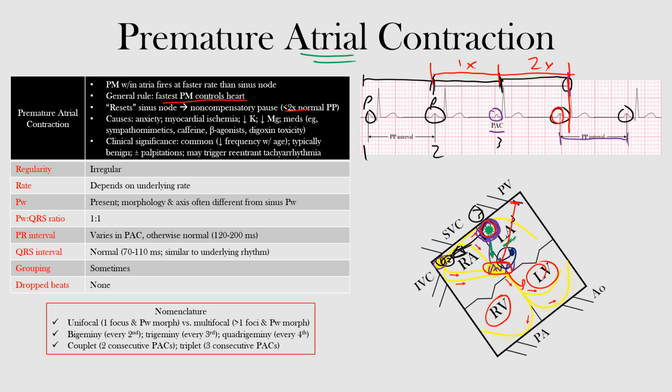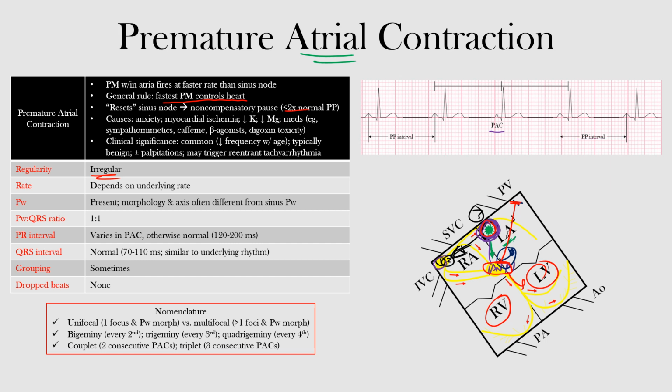Now, in terms of regularity, it's an irregular rhythm. Why is that? It's because we don't have constant intervals; we see the intervals changing throughout because of that premature contraction. Remember, regularity means that the intervals between each one will be the same if they're regular, but in this case we don't have that, so we have an irregular rhythm.